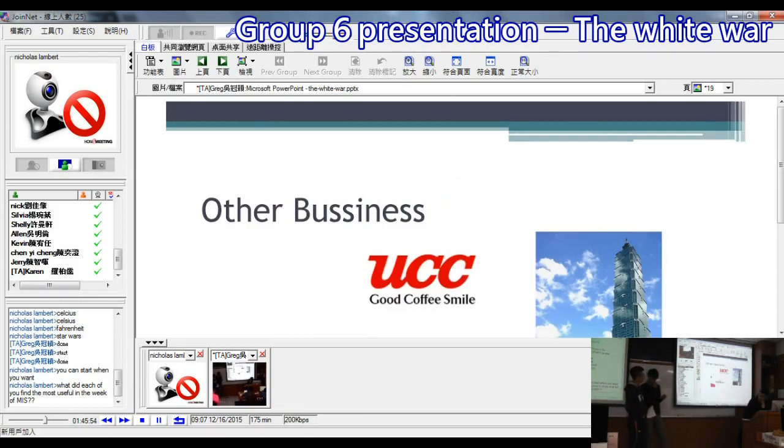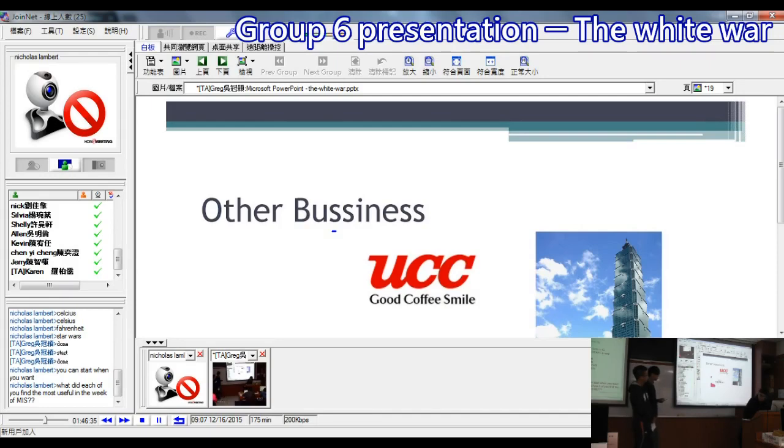And other businesses like this, UCC on the top, it's a coffee from Japan, but its owner is also Dingxing. Besides food, it has a lot of other businesses like this one, T-Star, a mobile service company in Taiwan. Even the most famous building in Taipei, Taipei 101, belongs to Dingxing. So Dingxing was a very big, rich and influential company in Taiwan and China.